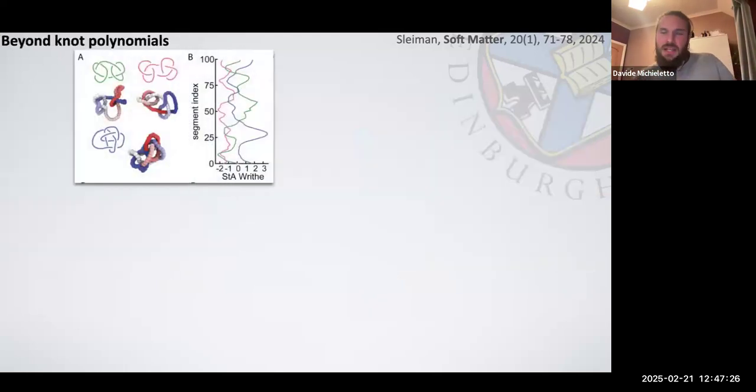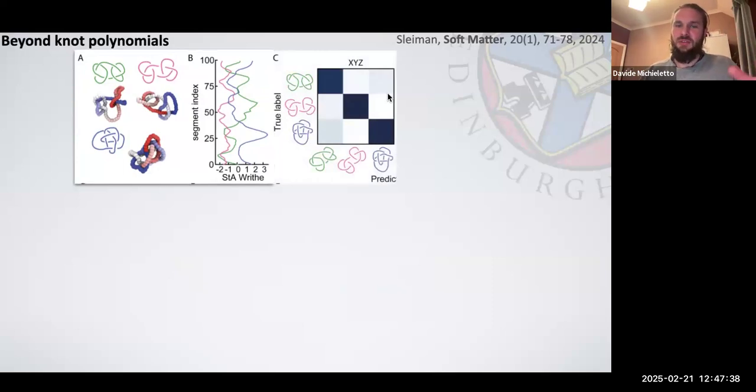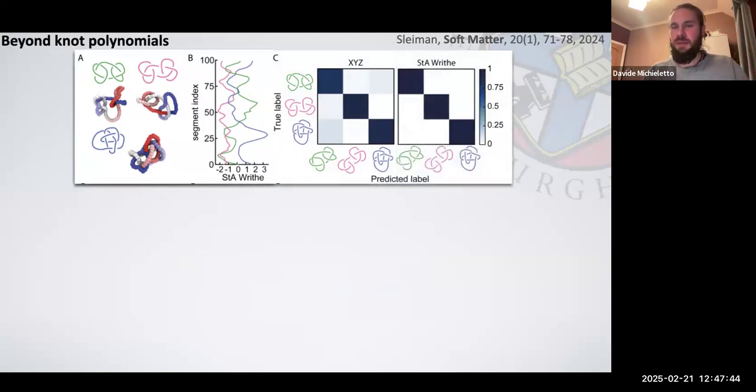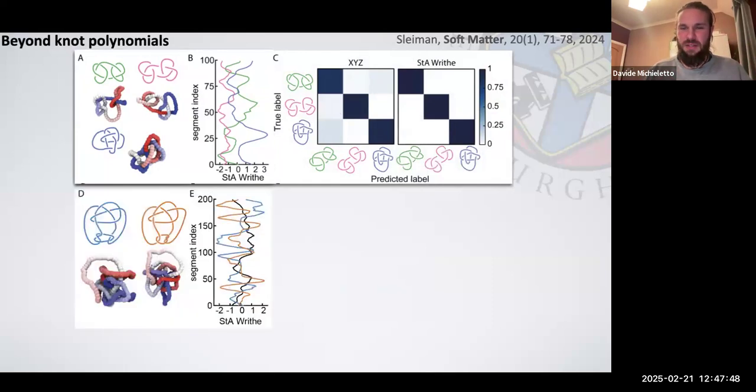How about knots that share knot polynomials? In this case, we have the Granny, the square knot, 8-1, and 8-20. They all have the same Alexander polynomial. If we pass XYZ, the network gets a little bit confused sometimes, but it's still pretty good. But STA right, again, is perfect, 99.9% accuracy.